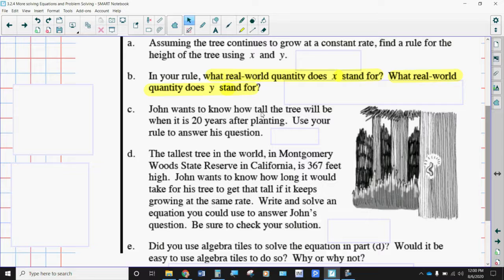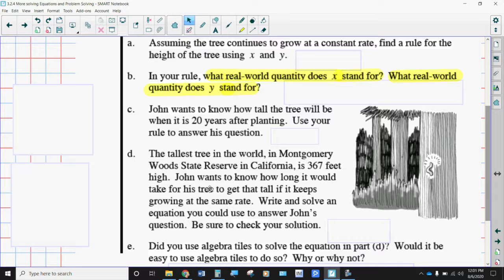John wants to know how tall the tree will be when it's 20 years after planting. So you can now use the rule, plug this number in, and declare your answer. And for part D, the tallest tree in the world in Montgomery Woods State Reserve in California, the tallest tree is 367 feet high. John wants to know if his tree were to grow that high, how many years would it take for it to be that tall?